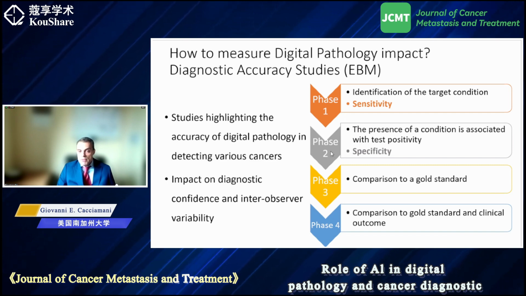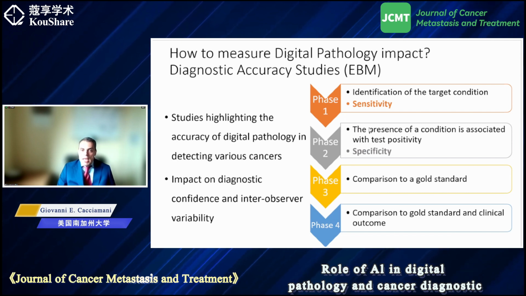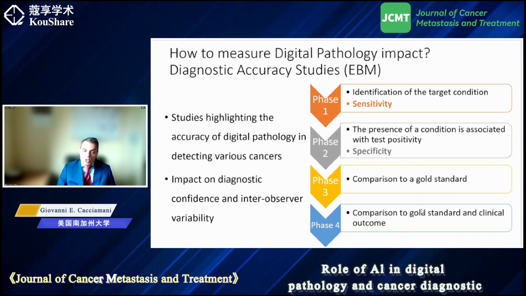in which phase 1 and phase 2 are usually something inside the companies that develop the tool, because they serve to describe sensitivity and specificity, which is the identification of a target condition and the confirmation of the presence of a given condition when our test is positive. And so we usually start from phase 3 and phase 4 with a comparison to a gold standard, and the comparison not only to the gold standard, but to the clinical outcome. And this is the aim for artificial intelligence.